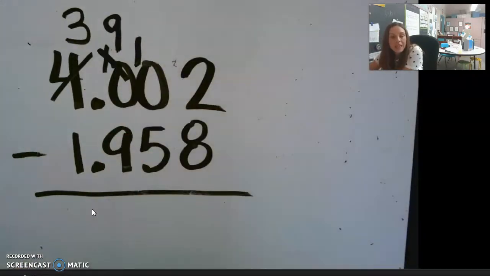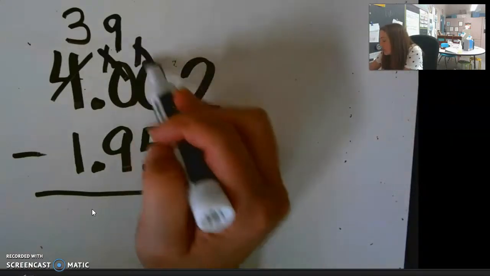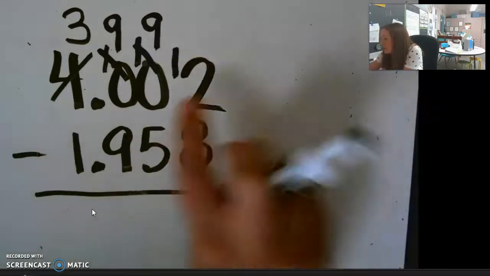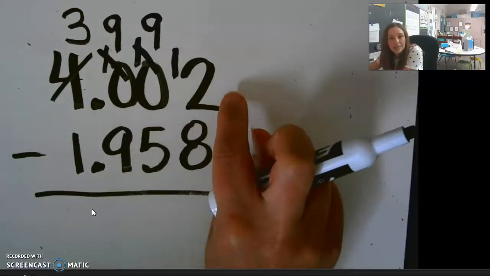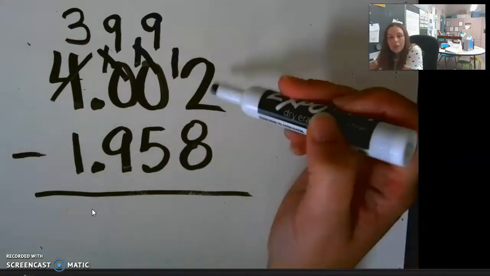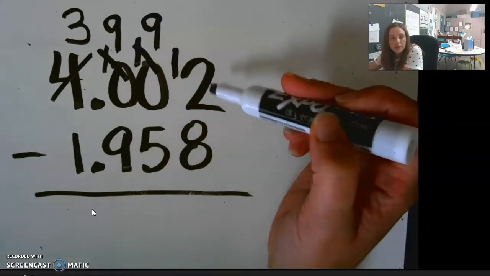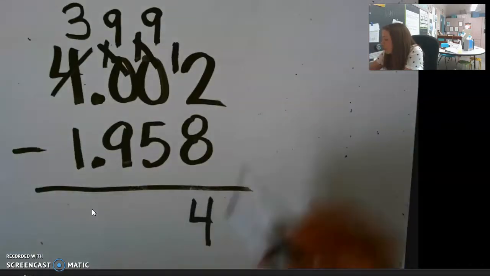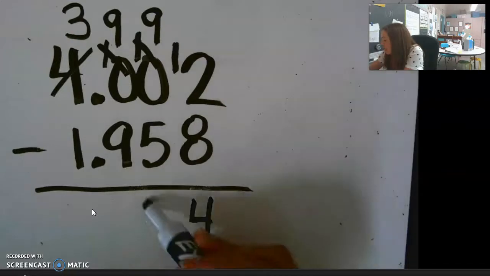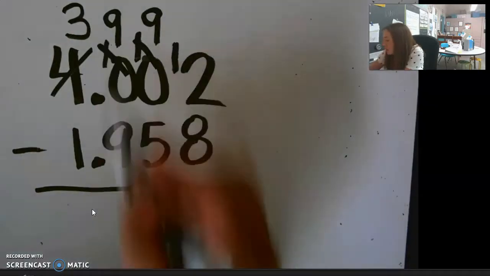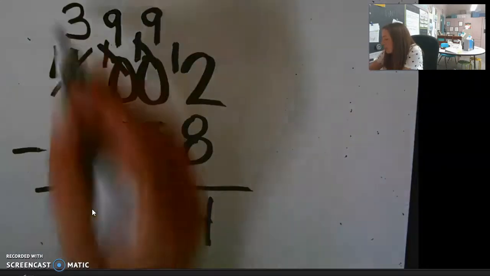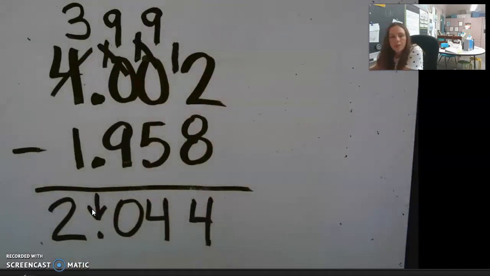And we give 10 hundredths. And we can continue to take until we are able to give 10 thousandths. So this now becomes 12 thousandths. Okay, so 12 minus 8 is 4. 9 minus 5 is 4. 9 minus 9 is 0. Bring my decimal down. And 3 minus 1 is 2.